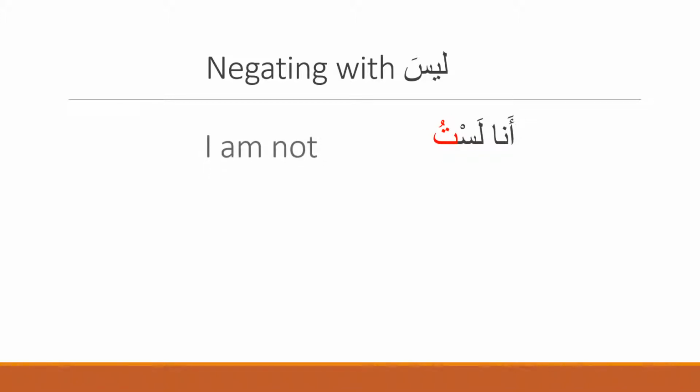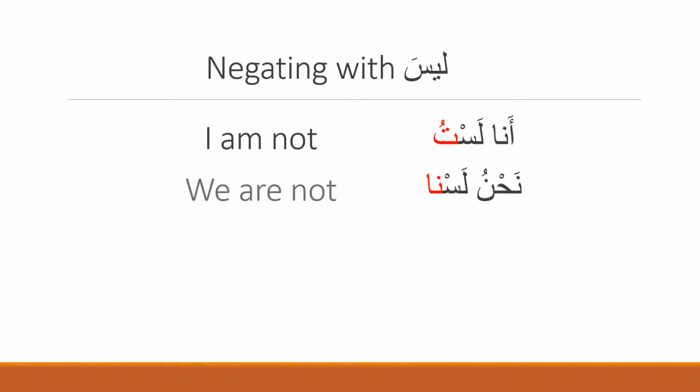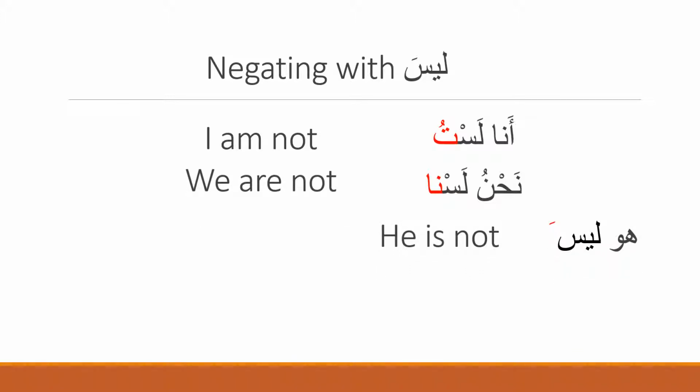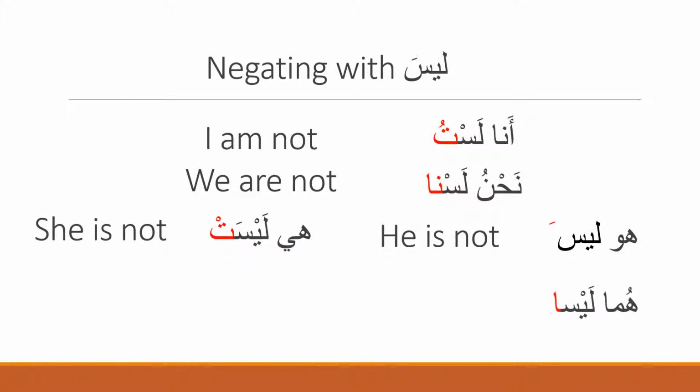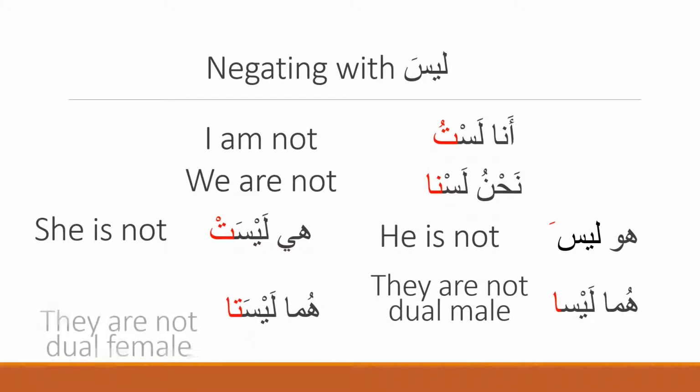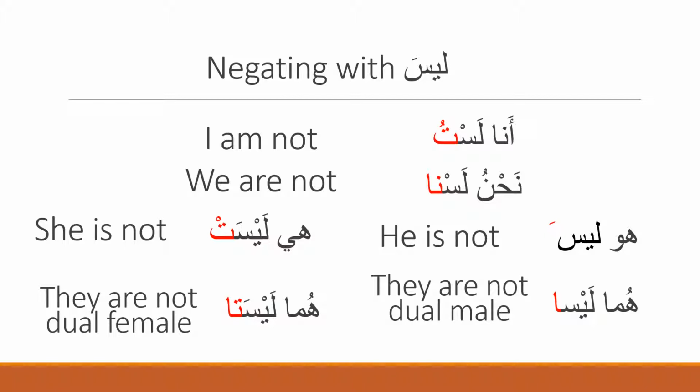أنا لست. نحن لسنا. هو ليس. So remember here we just add فتحة. هو ليس. هي ليست. هما ليسا. Pay attention to all the suffixes. هما ليستا.